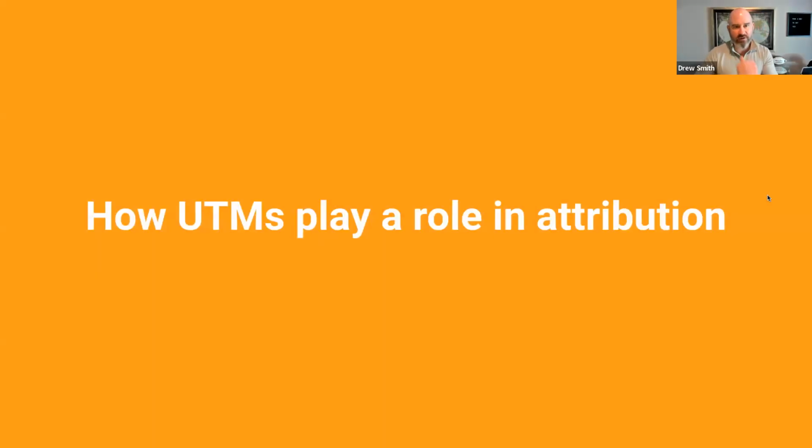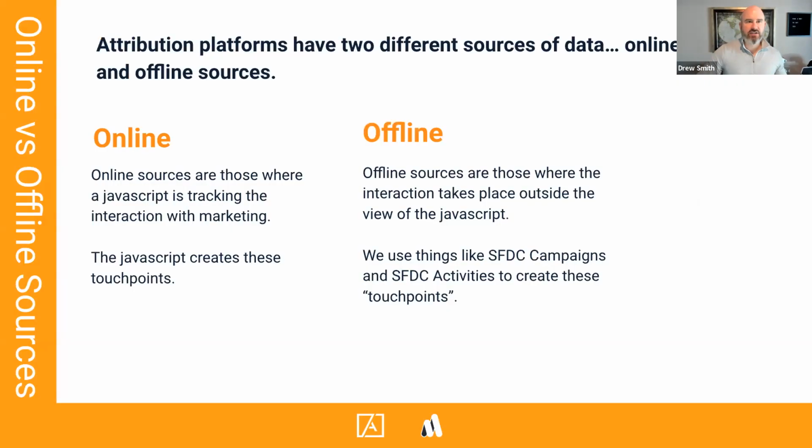All right, so how do UTMs play a role in attribution? Attribution platforms usually have two primary sources of data. You've got online sources and offline sources. Online sources are those where there's a JavaScript on your website that is responsible for tracking that interaction with marketing. I'm using the term touch points here because it's a pretty ubiquitous term in the marketing attribution world, but the JavaScript basically creates these touch points. Offline sources are those where the interaction takes place outside of the view of the JavaScript. So we use things like Salesforce campaigns, Salesforce activities, marketing automation activities, a lot of different things to create the touch points. The online sources are where UTMs play a very, very important role. The offline sources are where they don't play a role at all, actually.